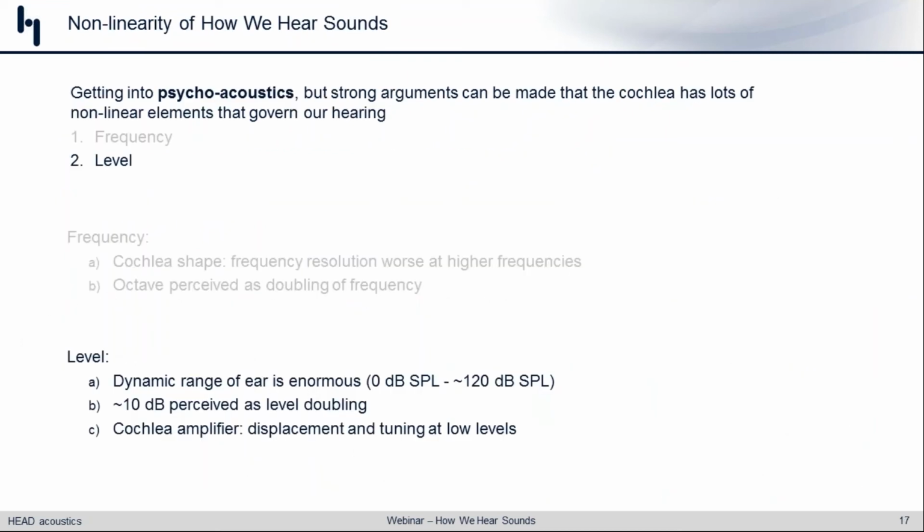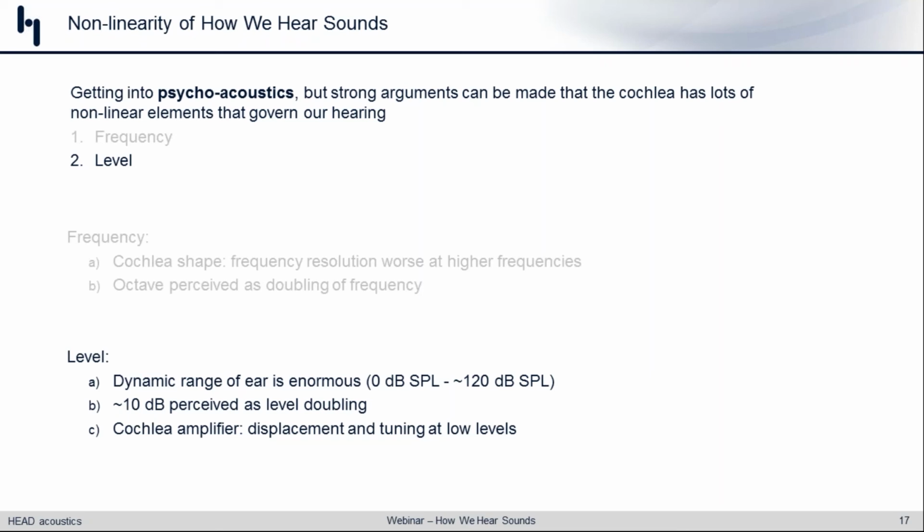Now, going back to the level side of things, obviously, our dynamic range is enormous, anywhere from about 0 dB SPL, which doesn't mean no sound. 0 dB SPL just means it's roughly 20 micropascals, or 0 dB reference to 20 micropascals. So there's still pressure fluctuations below that, it's just that we can't perceive them. And then up to about 120 dB SPL. That's on the high end, that's sort of the threshold of pain. We can hear sounds higher than that, but they're painful and could lead to hearing damage and worse.